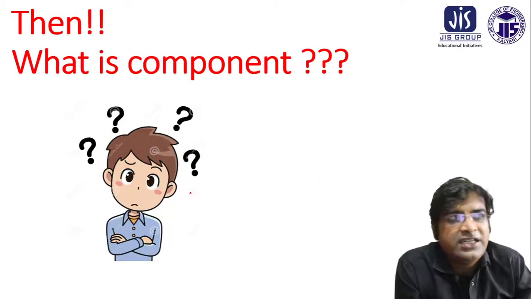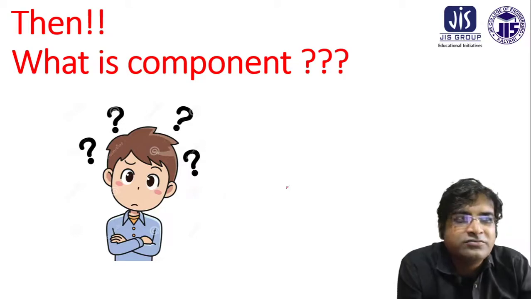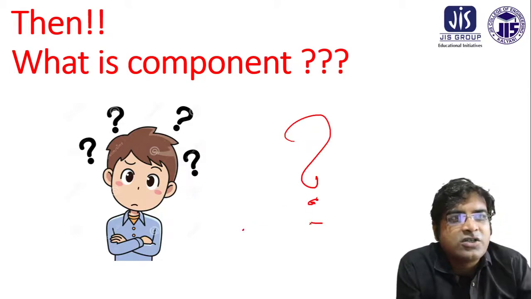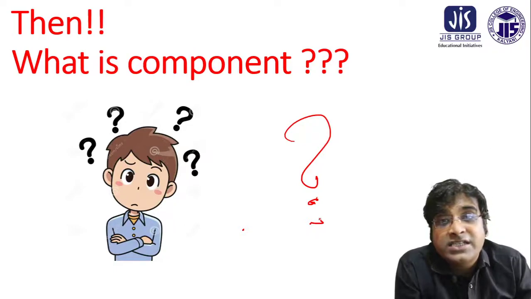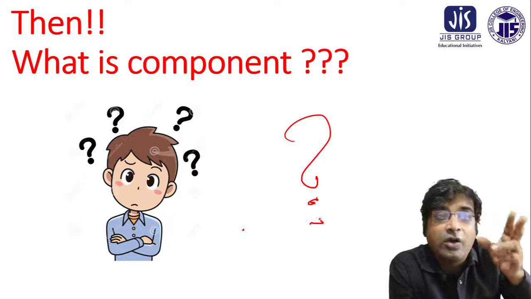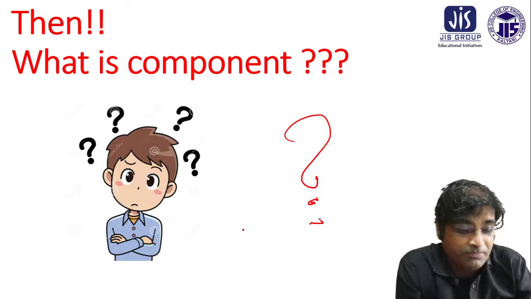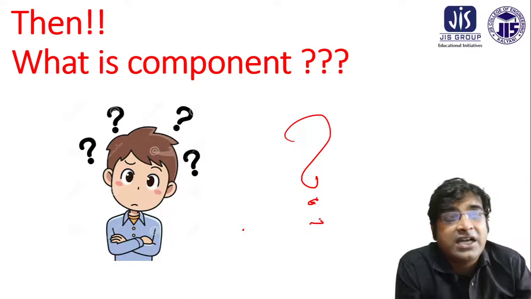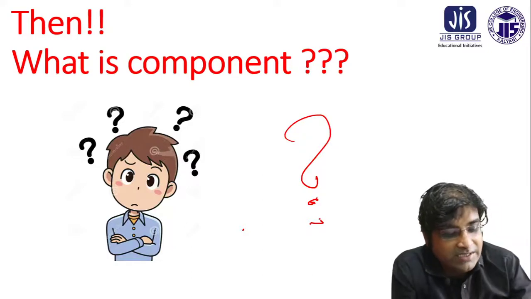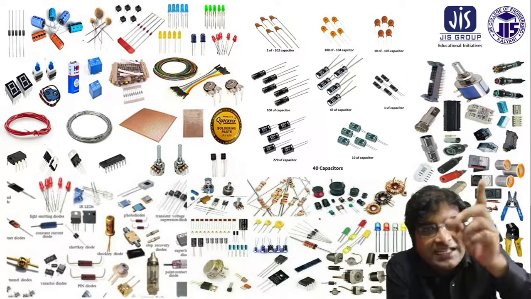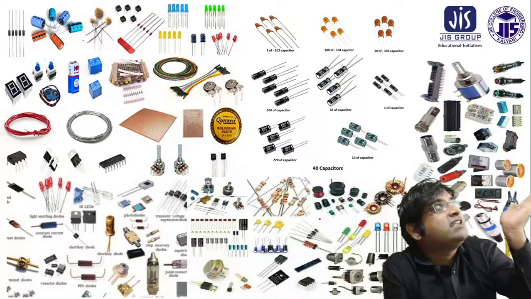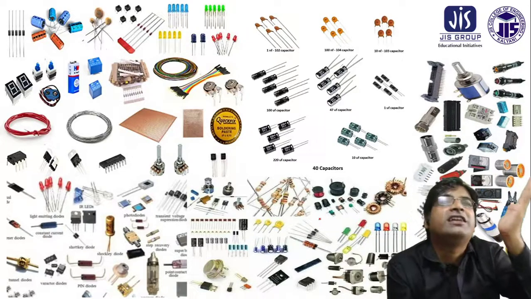Next, what is a component? It is also a very important word. So we have understood device and equipment, there is no specific difference between them. And next is the component. What is a component? You see there is a galaxy of components here, all of them are components.